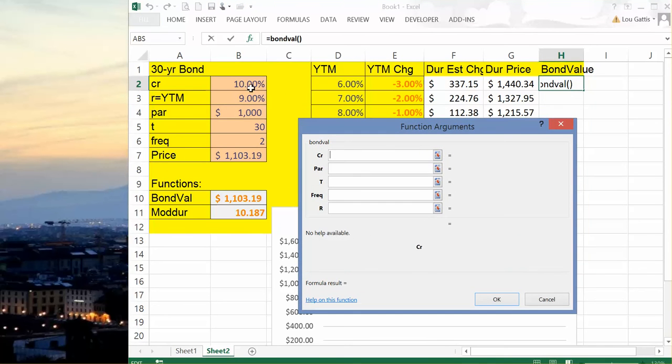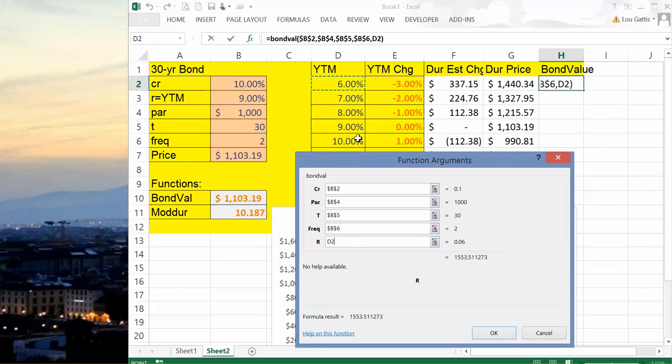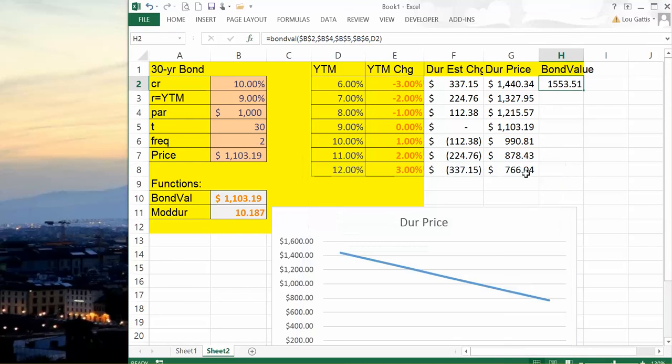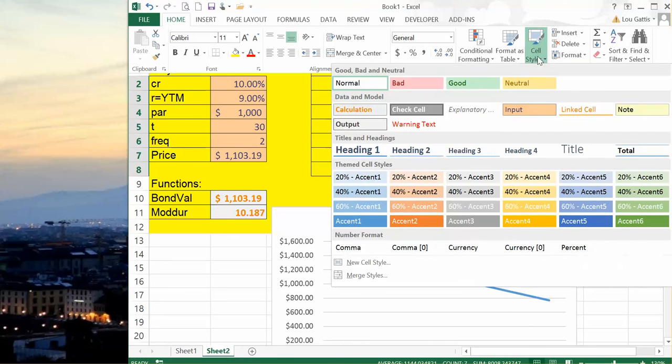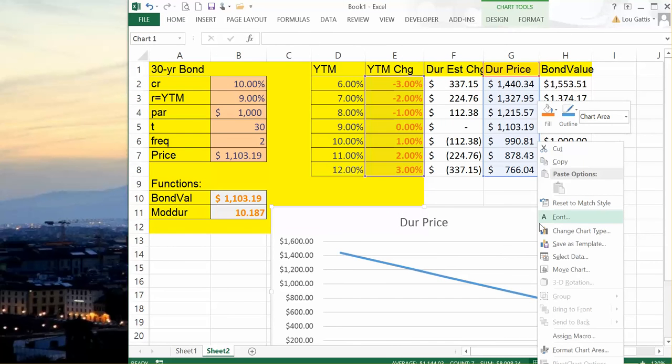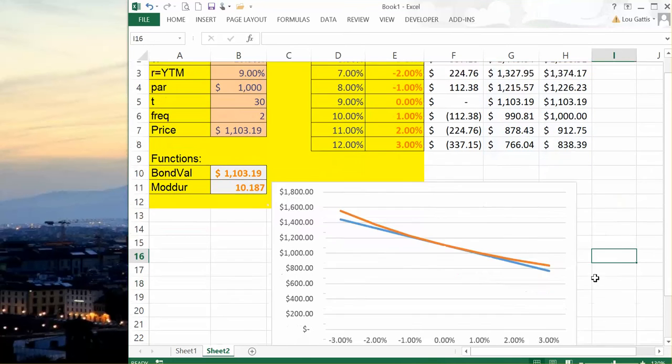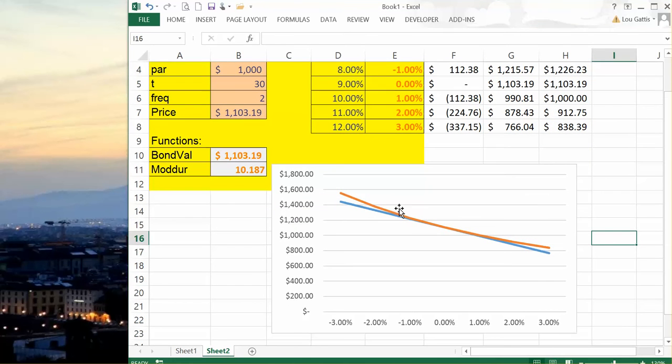I'll go ahead and put in the coupon rate, anchor it, the par, anchor it, the maturity, anchor it, the frequency, anchor it. But where it says discount rate, I'll let it vary to 6, 7, 8, and so on, so I won't anchor that. So here's the actual estimated value of the bond, given plus or minus 300 basis points. Now I can add that to my graph. And you see, this is the actual price-yield relationship of the bond.